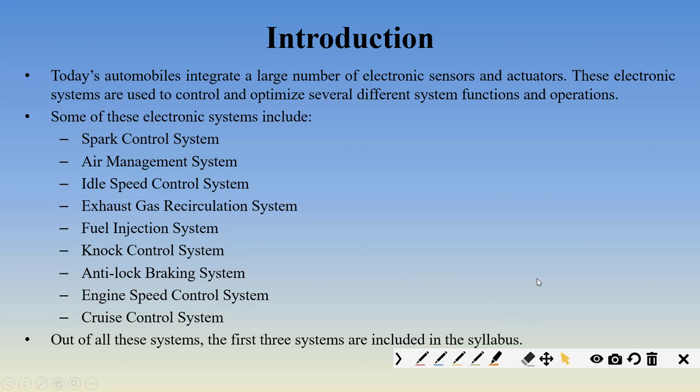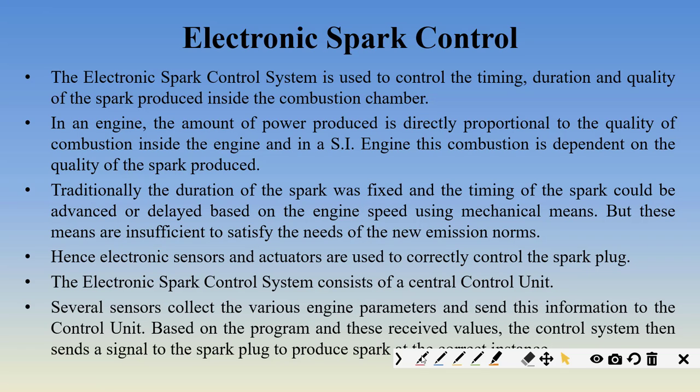Okay. So first of all is your electronic spark control system. As the name suggests, what are we going to do? We are going to control the spark. And how are we going to control the spark? Electronically. Right? So in an engine, the amount of power produced is directly proportional to the quality of the combustion. Better the combustion, more power is produced. So the spark should be produced at the perfect time so that the maximum combustion takes place and maximum power is developed by the engine.